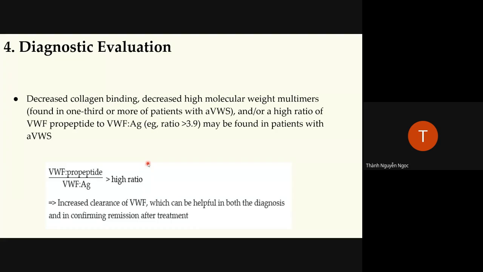This is collagen binding. A high molecular weight multimer is found in one third or more of patients with aVWS, and a high ratio of VWF propeptide to VWF antigen. A ratio of 3.9 may be found in a patient with aVWS. A high VWF propeptide to VWF antigen ratio indicates increased clearance of VWF, which can be helpful both in diagnosis and in confirming remission after treatments.